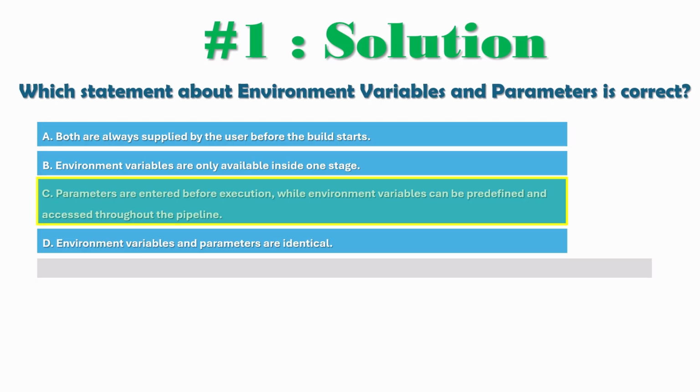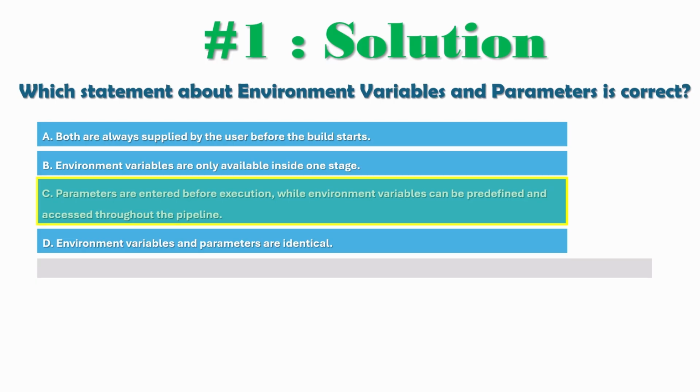Then option B, environment variables are only available inside one stage. This is also incorrect. One of the main advantages of environment variables is that they can be shared across multiple stages. For example, if we define app name as student portal, we can access the app name in the build stage, in the test stage, in the package stage, or other stages also. So environment variables are not limited to a single stage, so this option is also incorrect.